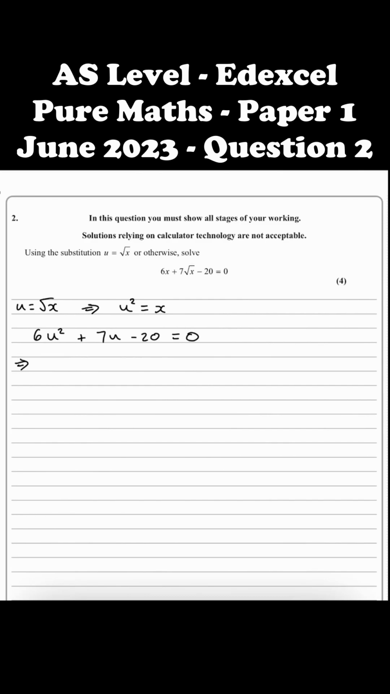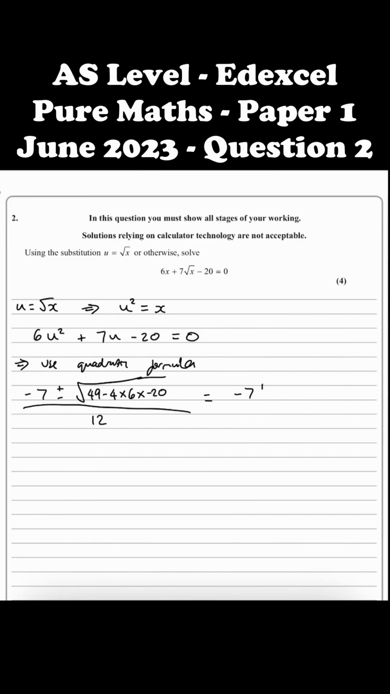Then I'm going to use the quadratic formula to find the solutions to this equation. So minus b, which is minus 7, plus minus the square root of b squared, which is 49, minus 4 times a, which is 6, times c, which is minus 20, all over 2a, which is 12.